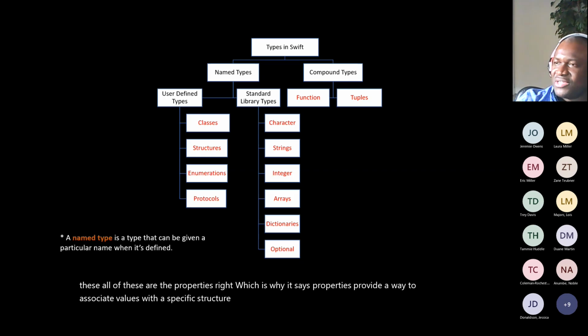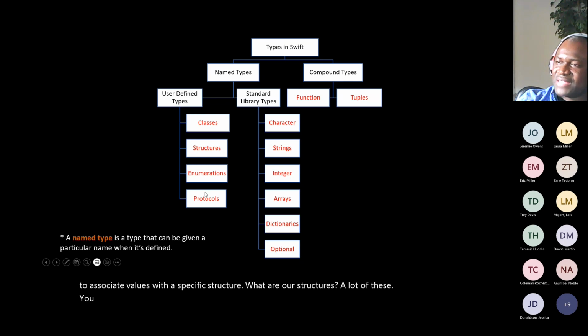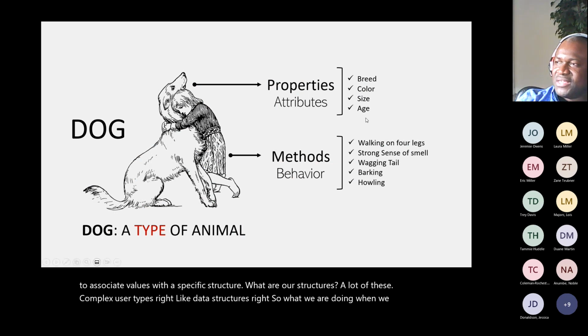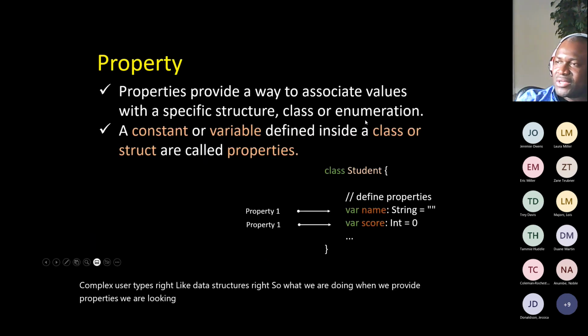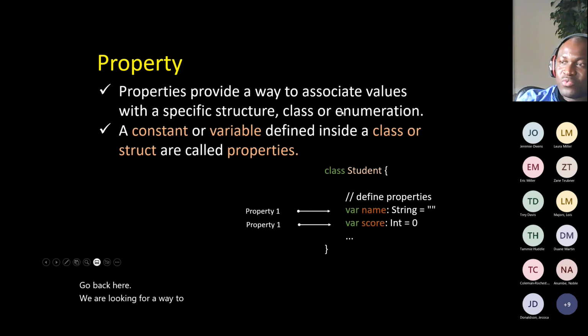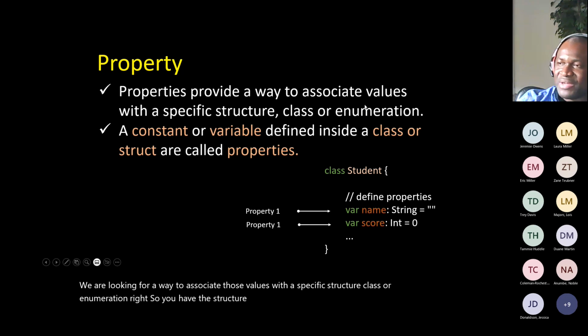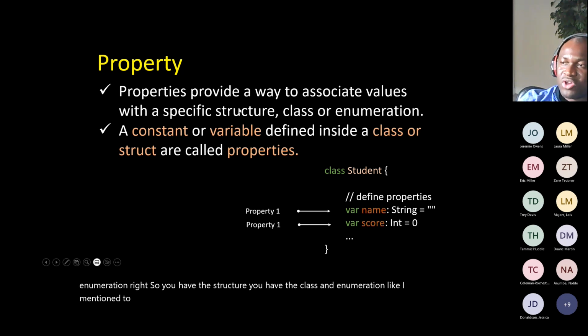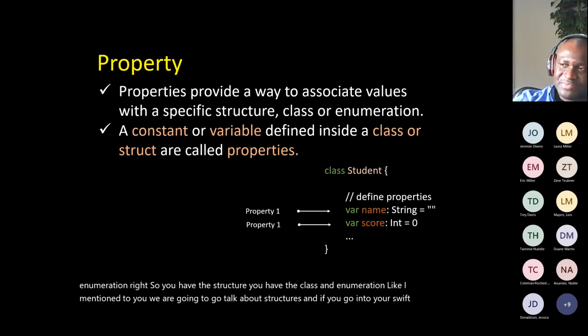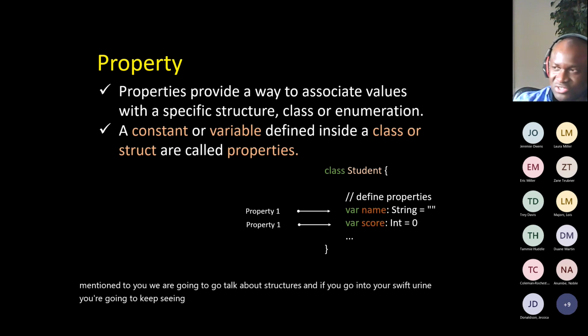What are our structures? A lot of these complex user types are like data structures, right? So what we are doing when we provide properties is looking for a way to associate those values with a specific structure, class, or enumeration. So you have the structure, the class, and the enumeration. Like I mentioned, we're going to talk about structures, and if you go into SwiftUI, you're going to keep seeing struct, that's structures.